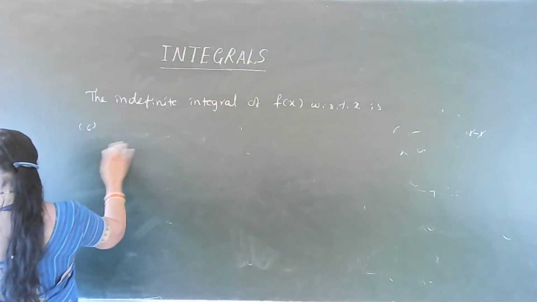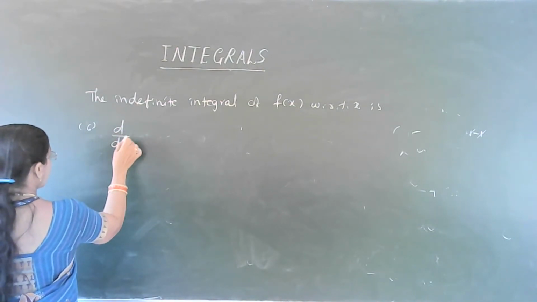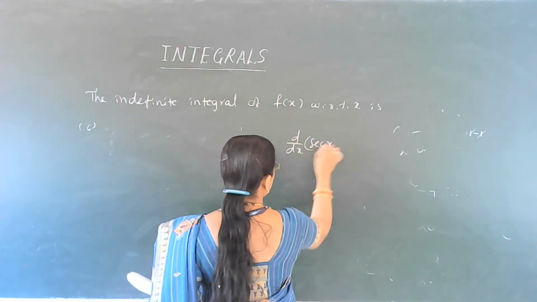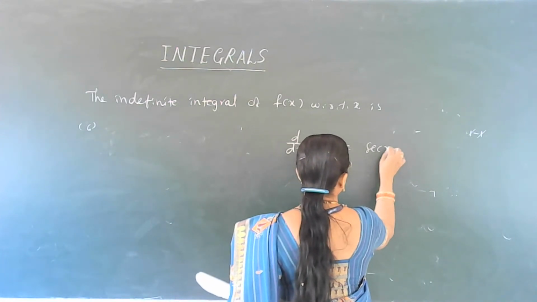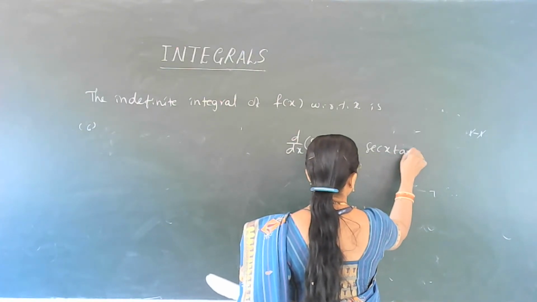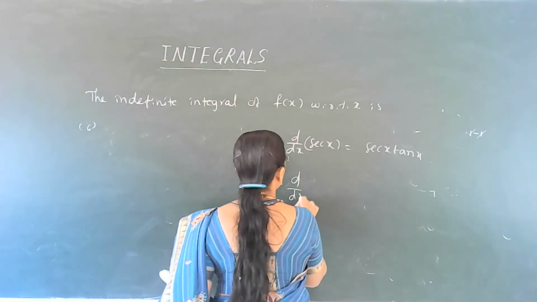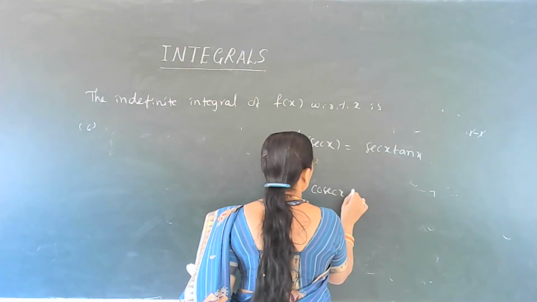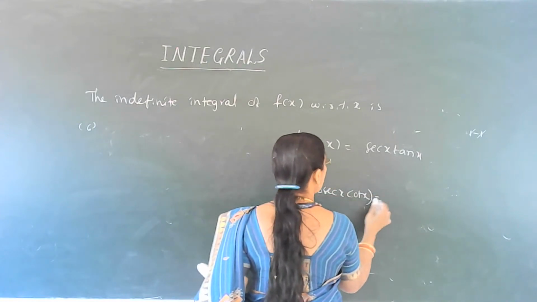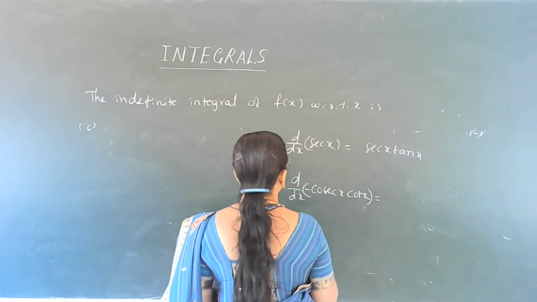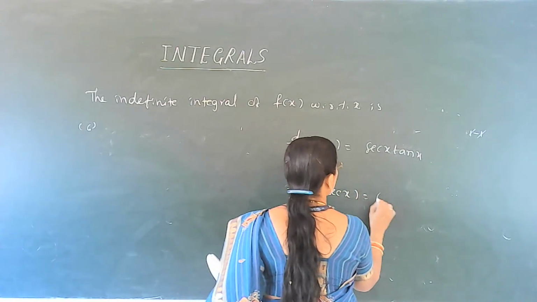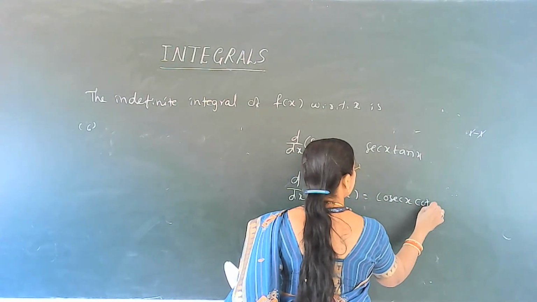Then sixth one, d by dx of sec x is equal to sec x tan x, and d by dx of cosec x is equal to minus cosec x cot x.